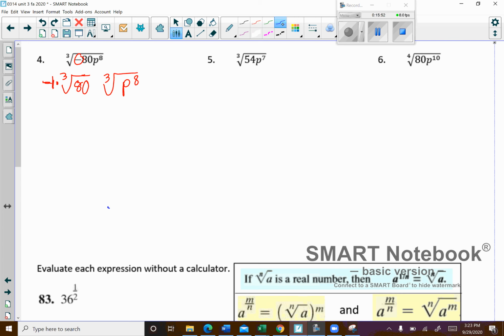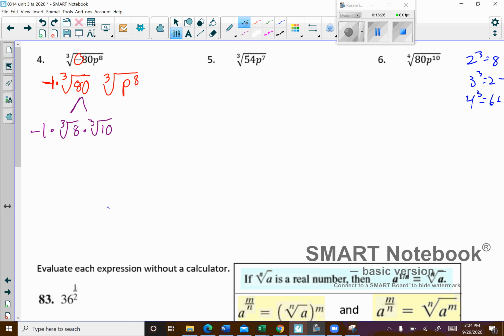So looking at my perfect cubes, let's see, 2 to the third is 8, 3 to the third is 27, 4 to the third is 64. Anyways, so I got to figure out how to split 80 up. So let's see, is 80 divisible by 64? No. 27? No. 8? Yeah, it's divisible by 8. So what we're going to do is break this up into the cube root of 8 times the cube root of 10.